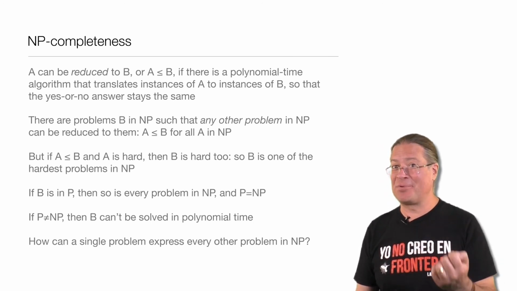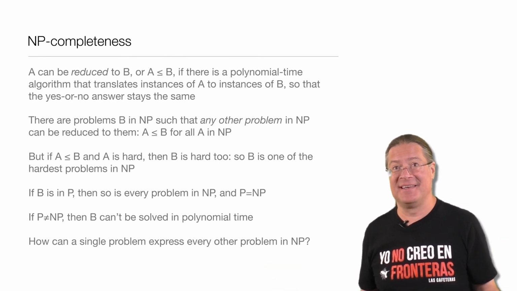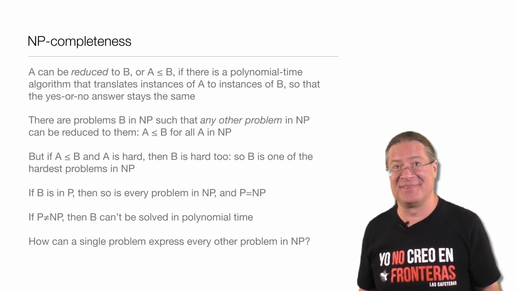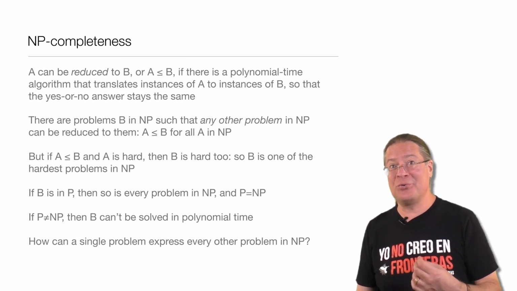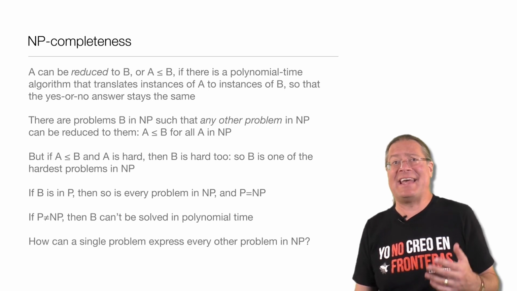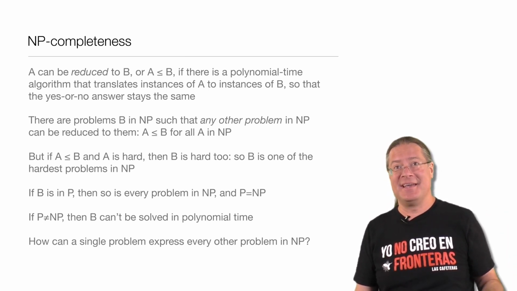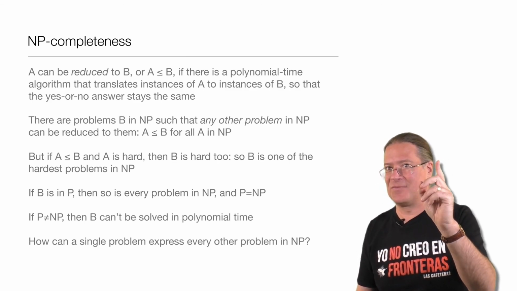Well, here's a preview. Hamiltonian path is NP-complete. At this point, that should be totally mysterious to you. It's really not clear how a little puzzle about touring through all the nodes of a graph could somehow express any other search or optimization problem that we might care to name. But I will prove to you later on that this is so. So stay tuned.